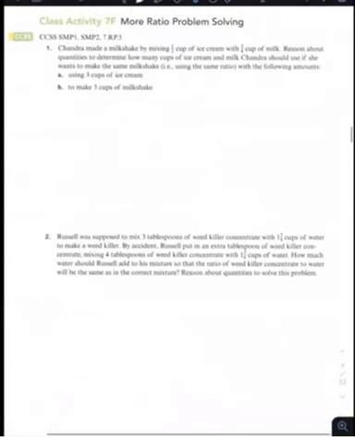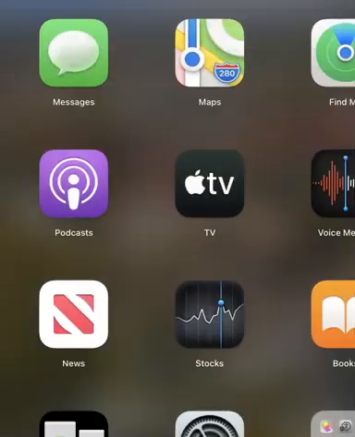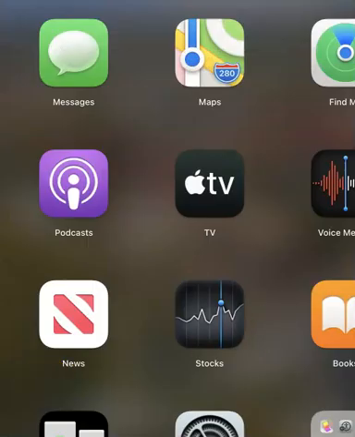Finally, let's take a look at 7F in this section. And I'll do one of the questions with you, and then I would like you to do the other one. Chandra made a milkshake by mixing half a cup of ice cream with 3/4 cups of milk. Reason about the quantities to determine how many cups of ice cream and milk Chandra could use if she wants to make the same milkshake with the following amounts: 3 cups of ice cream, or to make 3 cups of milkshake. So let's split this up.